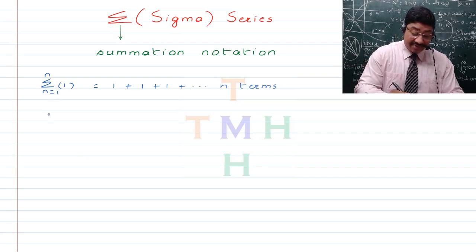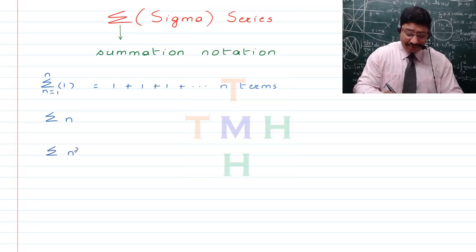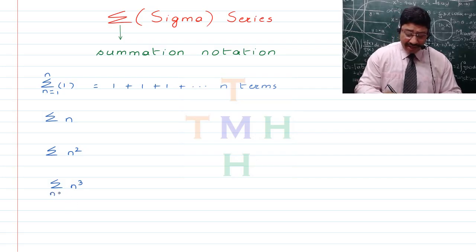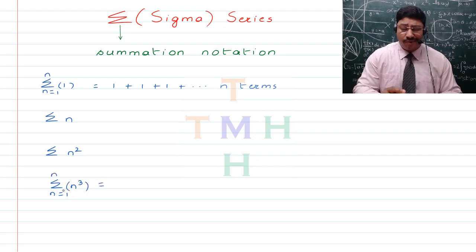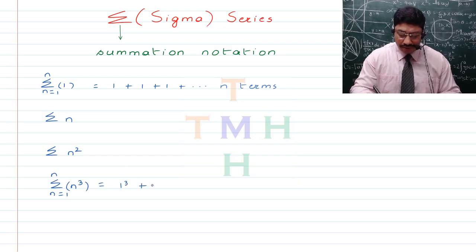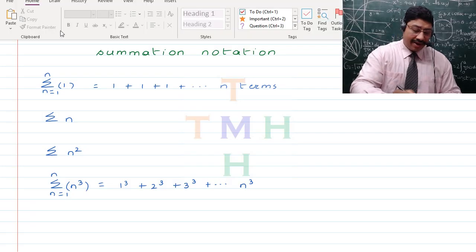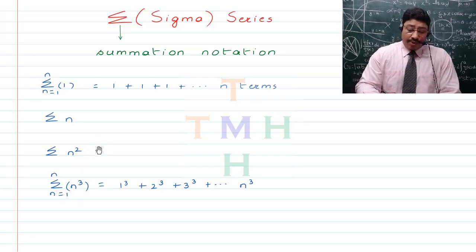Now we can similarly have sigma n, sigma n square, sigma n cube, right? So if we talk about sigma n cube here, n is going to vary from 1 to n, or in other words, as it is the sum of terms of the n cube type, it will be 1 cube plus 2 cube plus 3 cube, and all of this is going to continue up to n cube, because remember, n is the last term, right? So here I will quickly discuss all of this.